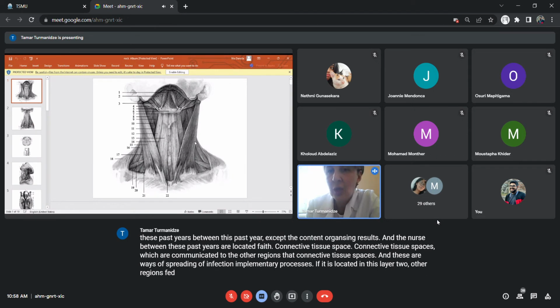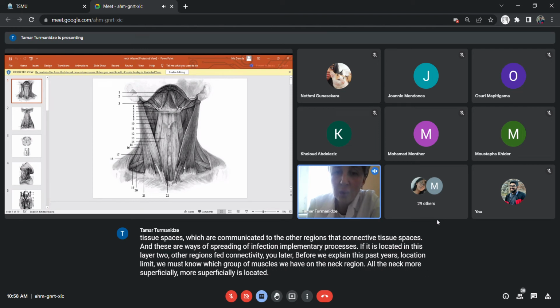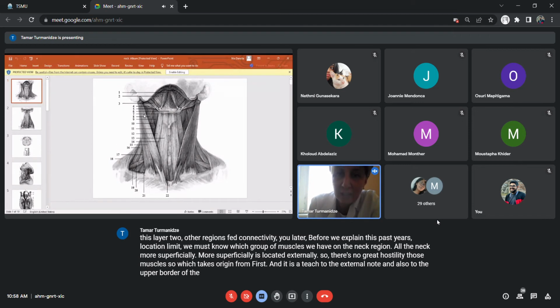Before we explain the location of these fascias on the neck, we must know which groups of muscles we have on the neck region. On the neck, more superficially is located the sternocleidomastoid muscle, which takes origin from the mastoid process, and it is attached to the sternal notch and also to the upper border of the clavicle. This is the sternocleidomastoid muscle.